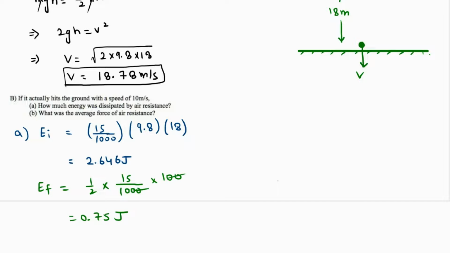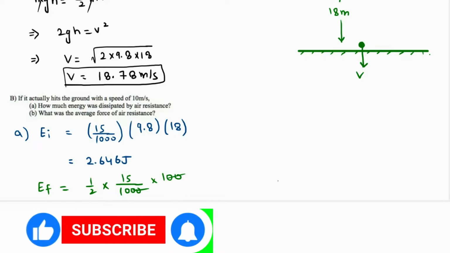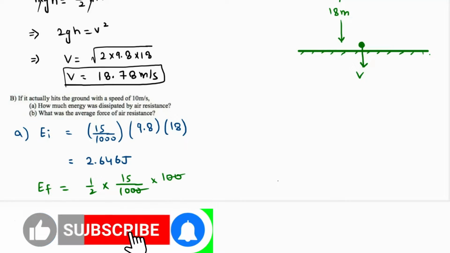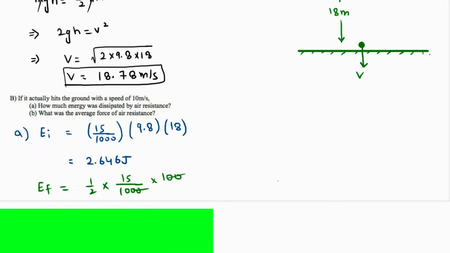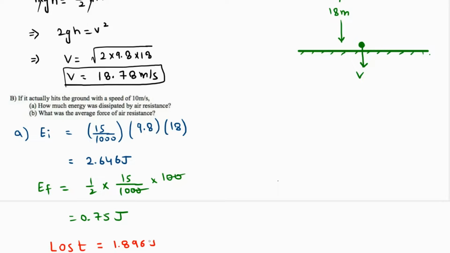The remaining energy is lost in the form of heat, lost as air resistance. So what is being lost is 2.646 minus this value, which is 1.896 joules. So this is by how much the energy has been lost.